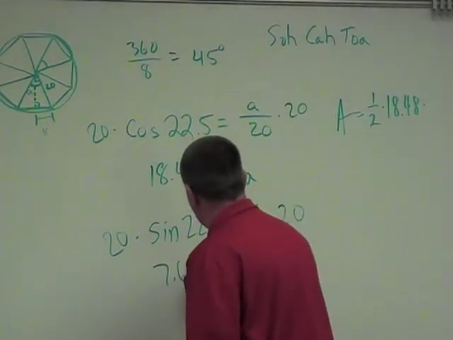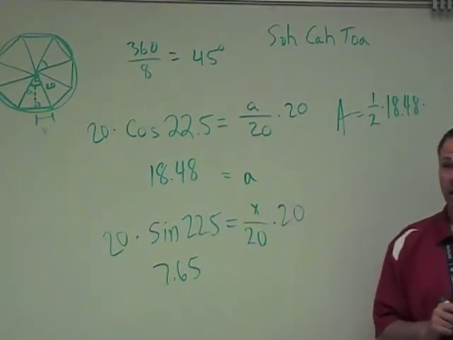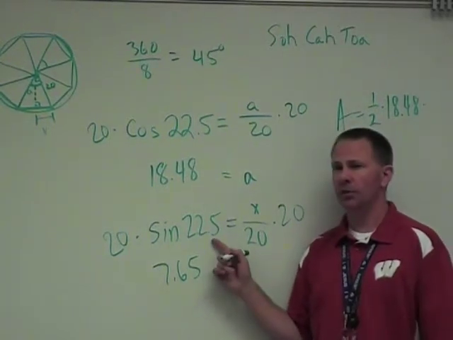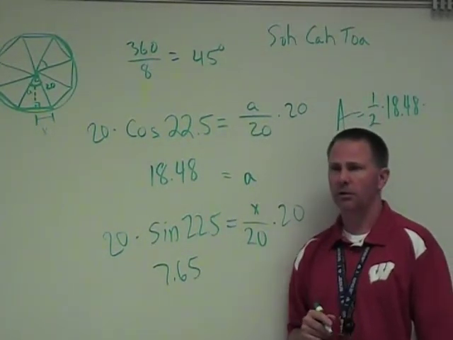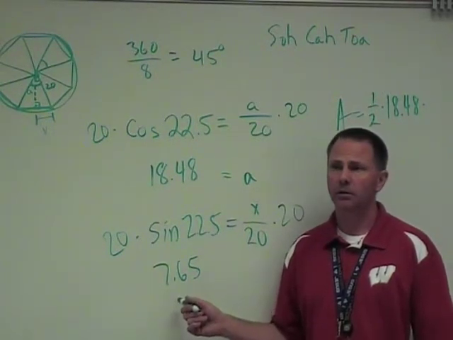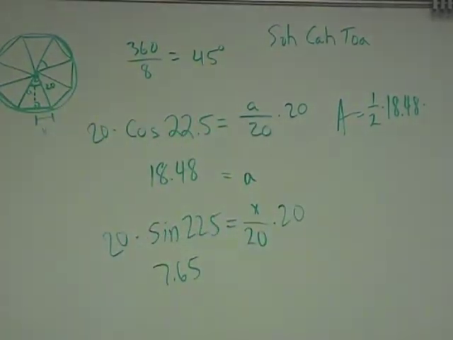Everybody check that? 7.653. Huh? I got 1. Do it again. Sine of 22.5 first, times 20. Is this correct, guys? I think it's correct. I got 1 again. Probably a calculator. Sine of 22.5 times 20. Must have been the calculator. Yeah, it was.